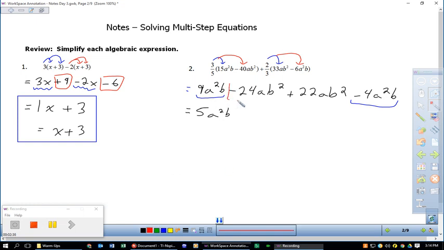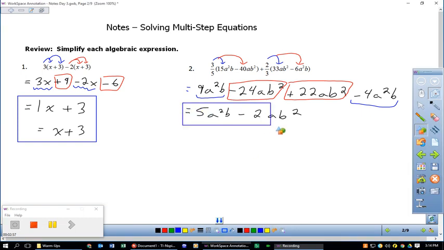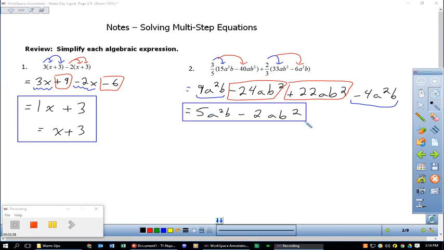Okay, next, we have minus 24ab squared plus 22ab squared. So we know it's going to be ab squared. But negative 24 plus 22 is going to give us a negative 2. So I'm going to write 5a squared b minus 2ab squared. And that will be our answer there. That's the most simplified way we can get that.